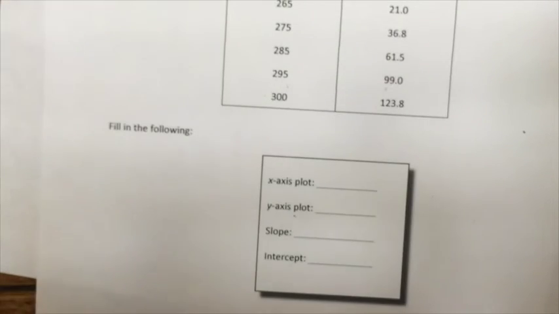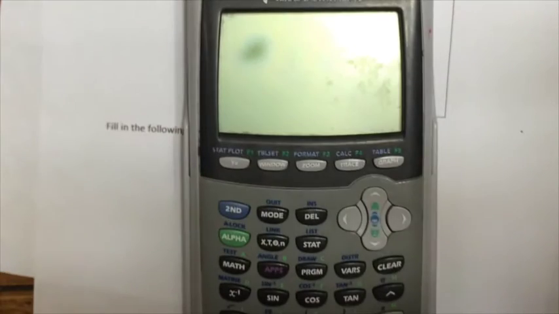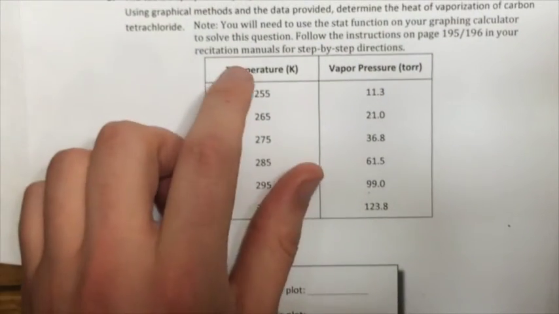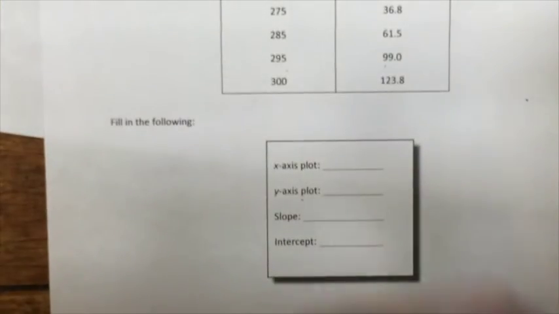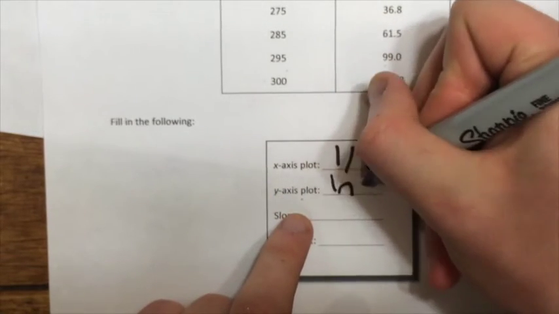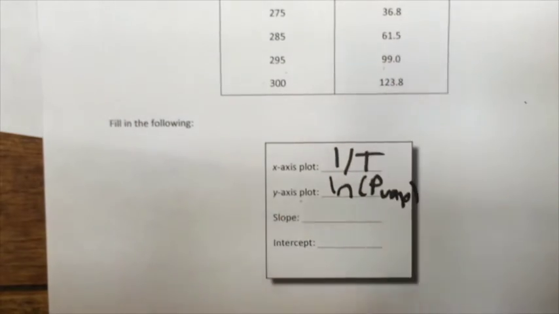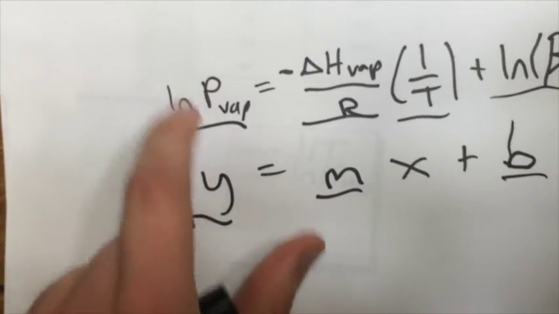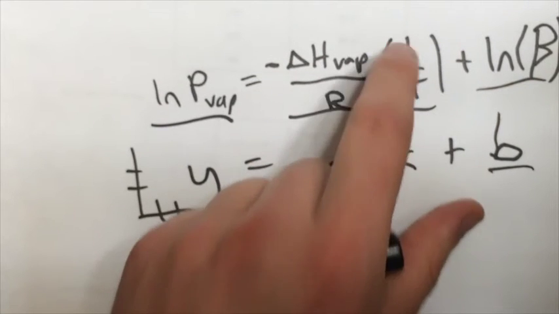To start out, if you have any questions over the process of this, I believe there's a guide, page 195 or 295 in your recitation. I can't remember exactly. Here's our table, and it gives us our temperatures in Kelvin and our vapor pressures in torr. So our x-axis plot is going to be 1 over T, and our y-axis plot will be the natural log of the vapor pressure. Like I said, that's because this is equal to our y in the linear equation, and this is equal to the x.